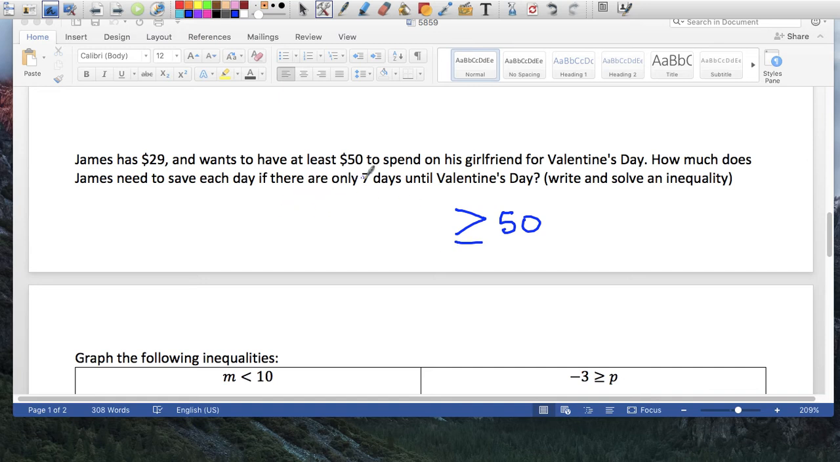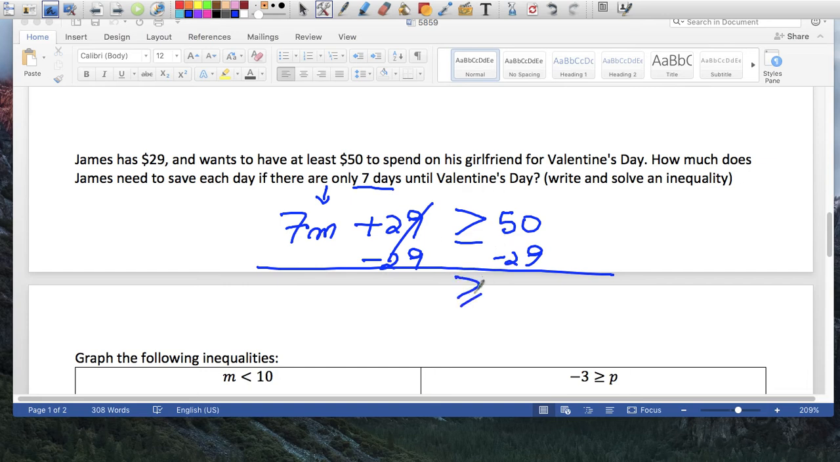Okay, so now what do we know? So there's 7 days to Valentine's. So the amount of money, and I'll use M for money. Okay, so he's going to save 7 times M. So every day he's going to save a certain amount M, right? Every day, and he already has 29. So let's figure out how much he needs to save every single day. So let's subtract 29. So he already has 29, so 50 minus 29 is 21.